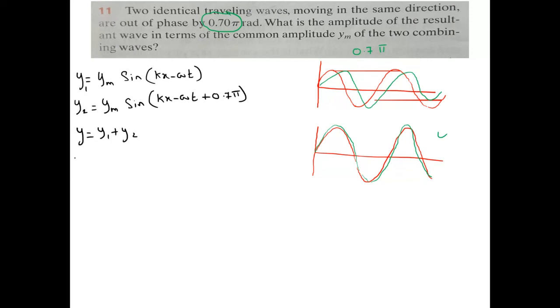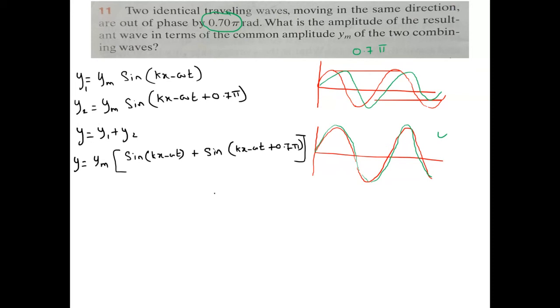So I am going to add these two. What will you get, my dear? y is equal to, everything is the same. I can take ym, because the first equation has ym, and the second equation also has ym. So I take ym as the constant outside. So sine of first wave kx minus omega t, and then plus sine of kx minus omega t plus 0.7 pi. Clear? You take y as a common term, because both equations have ym, so I take ym as the constant, the common term. Clear?